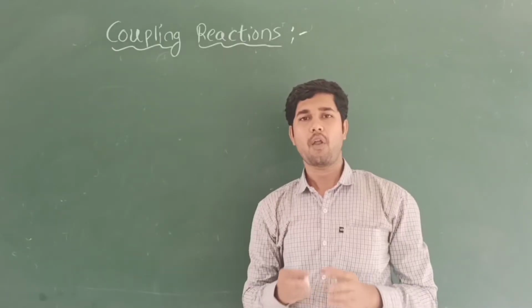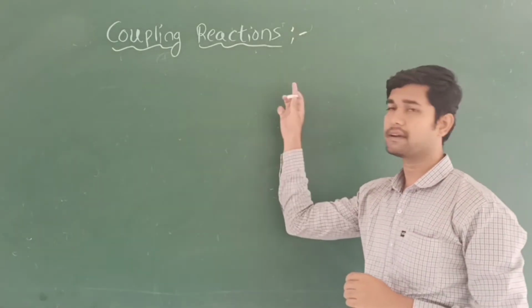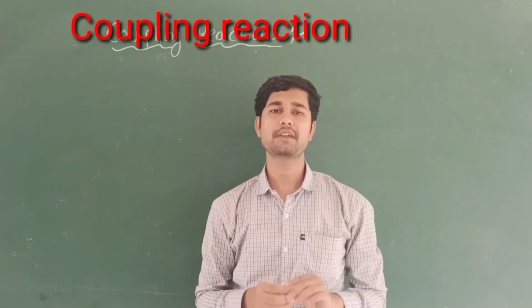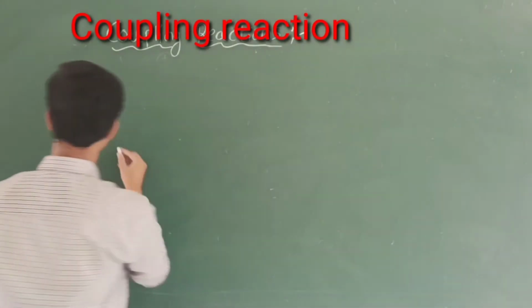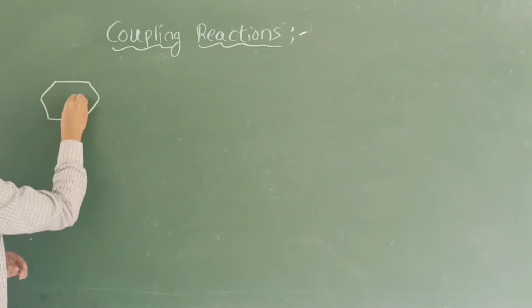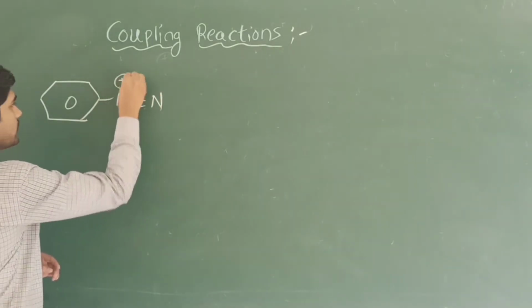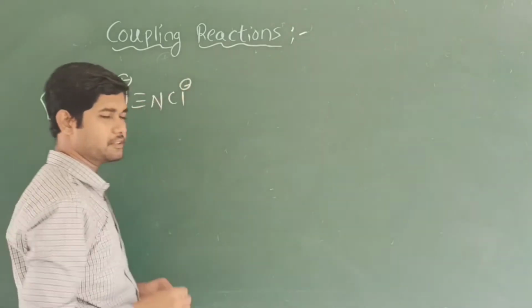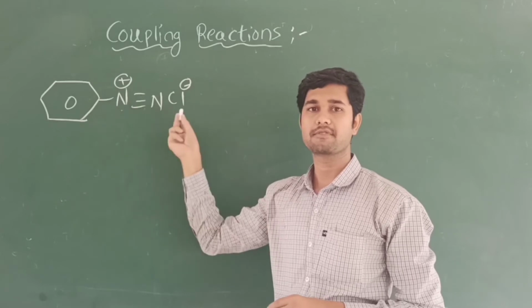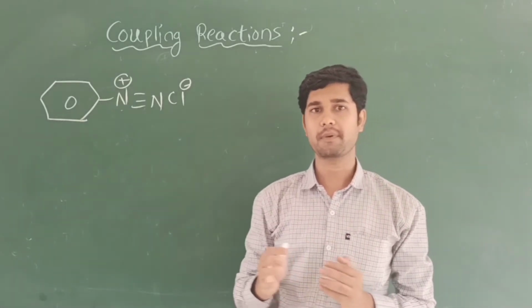Let's continue with the next chemical reactions of the diazonium chloride salts, which are coupling reactions. What do we mean by coupling reactions? I will draw the structure. This is benzene diazonium chloride. Diazonium means it has these two nitrogen atoms, and it is a salt. The diazonium ion is a very weak electrophile. It is going to react with some aromatic compounds.